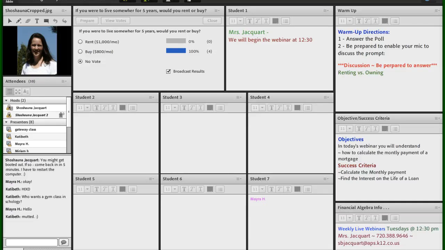So what I want you to do is look at the poll, whether you would rent or whether you would buy, if you were living somewhere for 5 years. And there's a typo in there, so don't read. There's an E in there that was a silent E. Nobody ever pronounces it, so it didn't need to be typed up there.